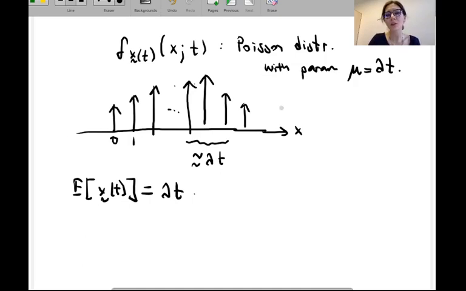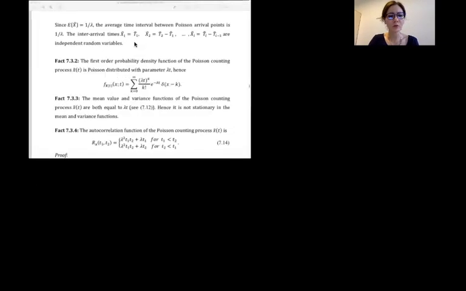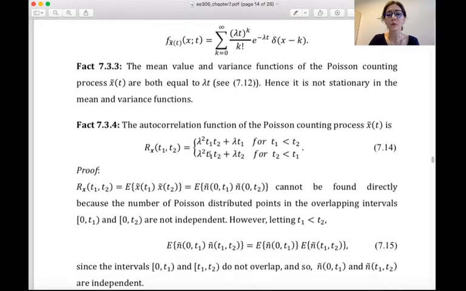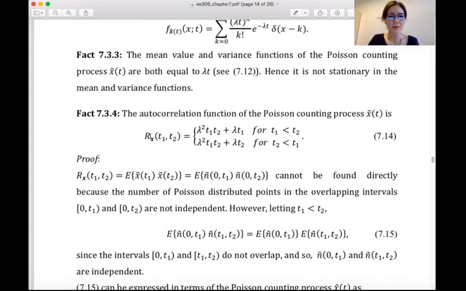The first thing you might check is stationarity in the mean. So it's not even stationary in the mean. If you look at the mean function of the process, it increases linearly with t, right? So there's no way this process could be stationary. Still, let's find the autocorrelation function of the Poisson counting process. Here the expression turns out to have a rather ugly form.